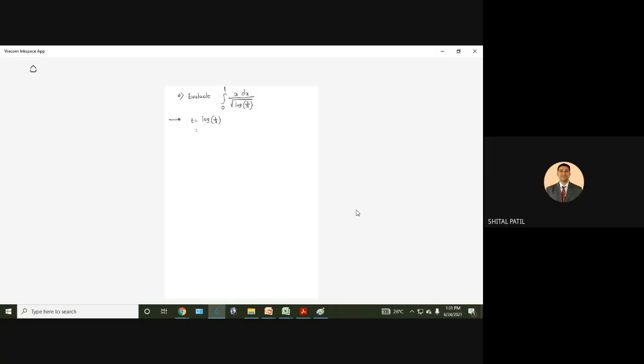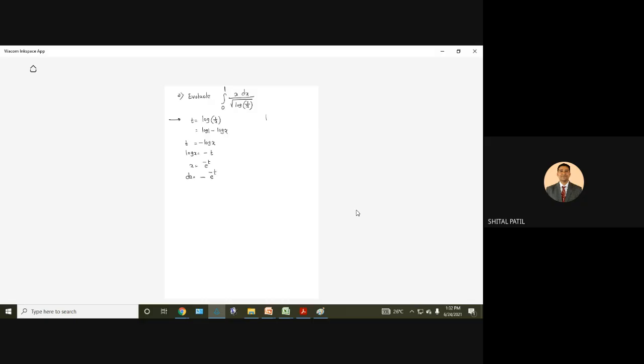So this is equal to log 1 minus log x. Log 1 is 0. So t equal to minus of log x. Isn't it? Therefore, log x equal to minus t and x equal to e raised to minus t. Clear? So what will be dx? Minus of e raised to minus t. So we are getting e raised to minus t.